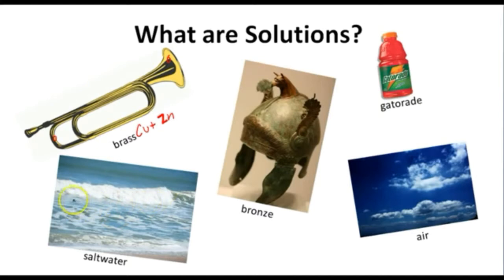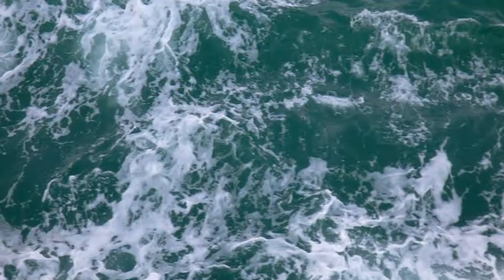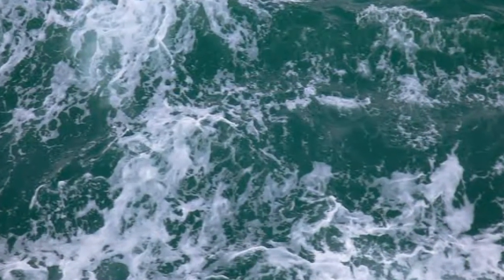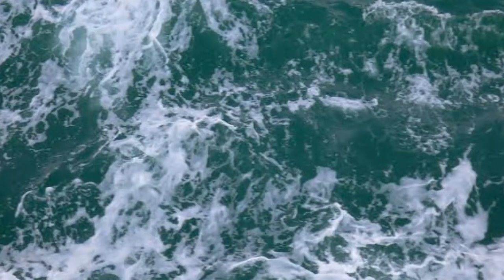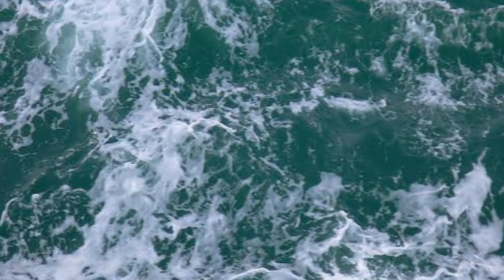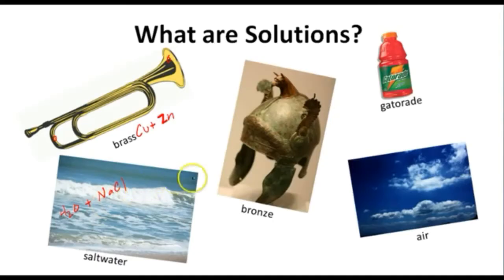Next example is the salt water. Salt water is water with salt in it. As you can see, the water and the salt are so well mixed that all parts of the salt water appear the same. Also, we cannot separate salt from the salt water through filtration because their particles are so small that they pass through the filter paper.